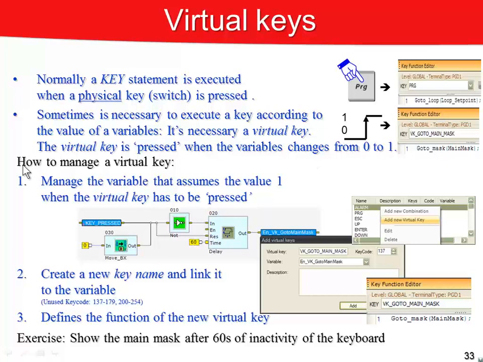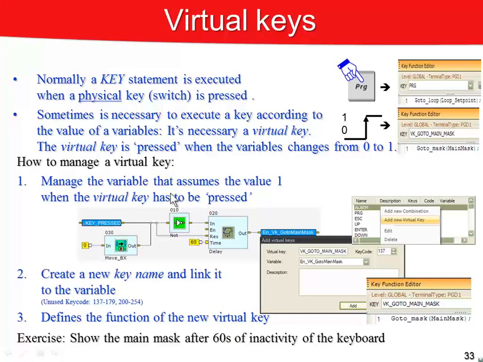So here are the 3 steps we have to follow to manage a virtual key. First of all, we have to manage the variable that virtually presses the key, the variable that must assume the value 1 in our exercise after 60 seconds of inactivity of the keyboard. After that, we have to create a new variable and link it with the key name. And the last step, define the function of the key. But we have already seen several times how to define the function of a key. So let's start our exercise.